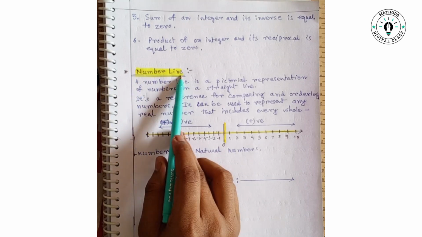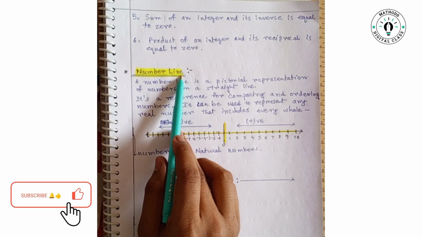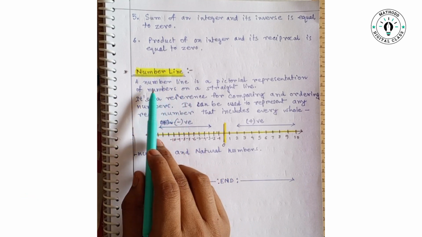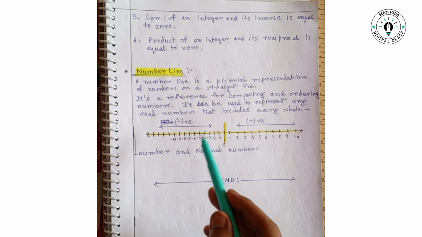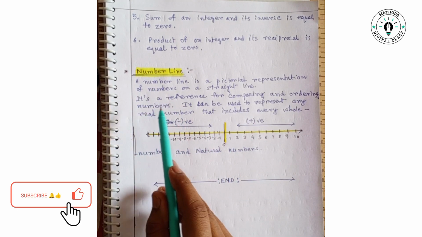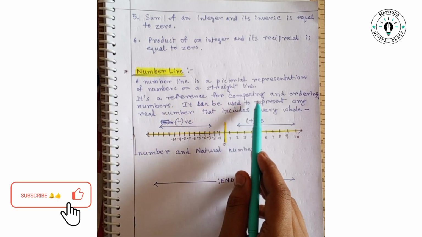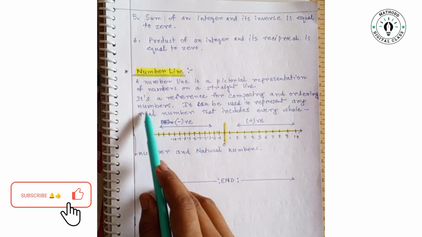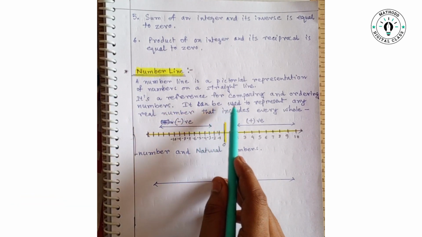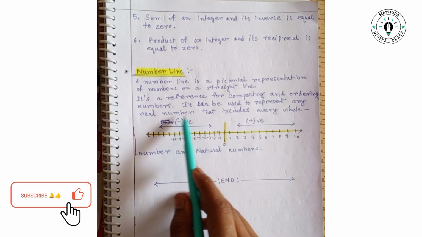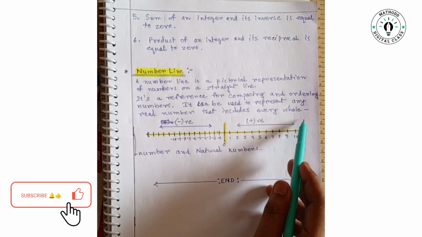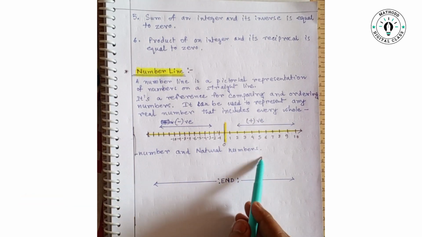The next topic is the number line. That's the basis of number system or number theory. A number line is a pictorial representation of numbers on a straight line. It's a reference for comparing and ordering numbers. It can be used to represent any real number, which includes every whole number and natural number.